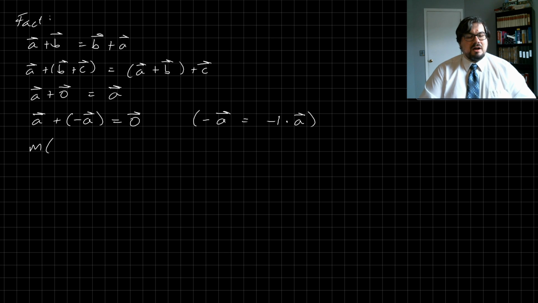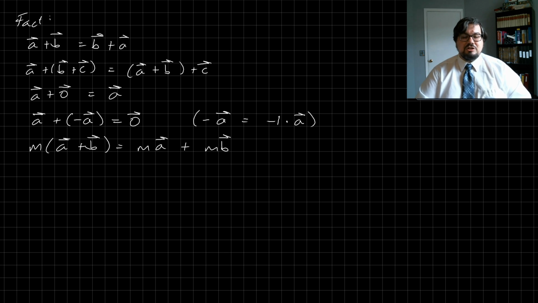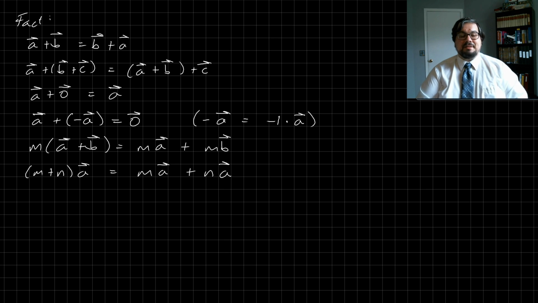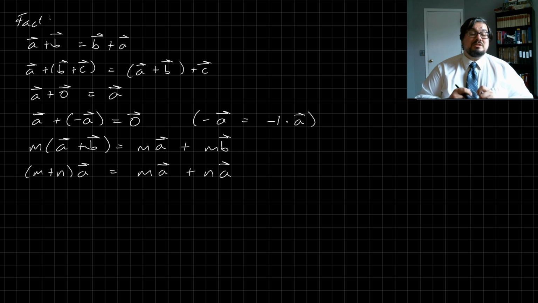If I have some constant, some scalar, and I multiply it by a sum of vectors, that's the same as what I get if I do the scalar multiplication first on each of the vectors and add them. So this is saying that scalar multiplication distributes across vector addition. And similarly, if I have two scalars and I add them together and multiply by a, that's the same as if I take the two scalars, multiply by a separately, and add them. So scalar multiplication distributes across addition of scalars as well.